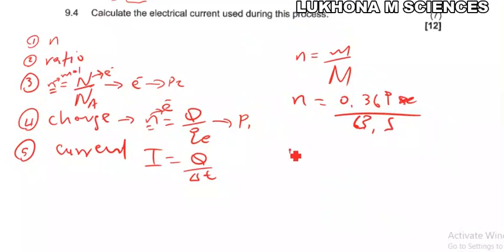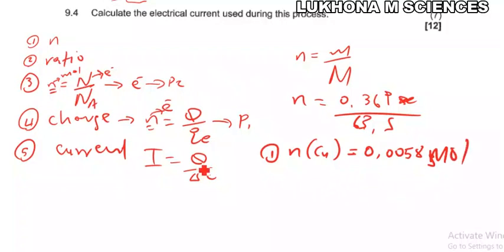So we have 63.5. Then the number of moles of Cu is equal to, press calculator, 0.369 divided by 63.5. So then we get the answer, which is 0.0058 moles. So that is step number 1. Okay, so step number 2 says use the mole ratios.